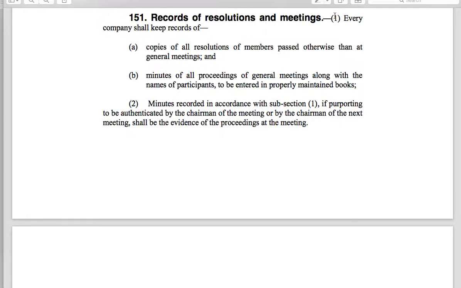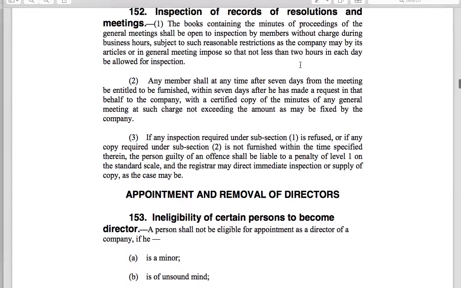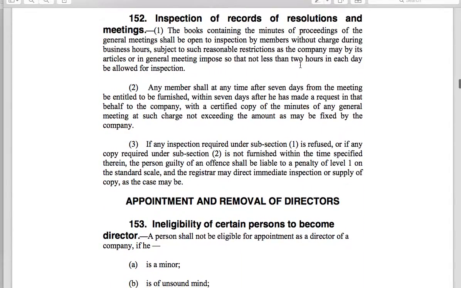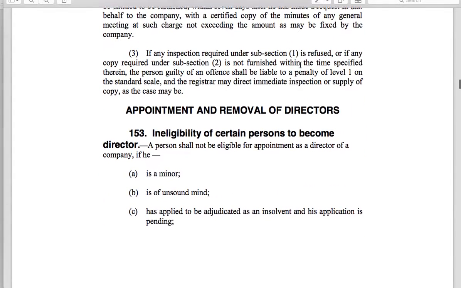Now, the record of resolutions and meetings, all this record a company has to keep, and that record can be inspected by future shareholders who come to become shareholders of the company.